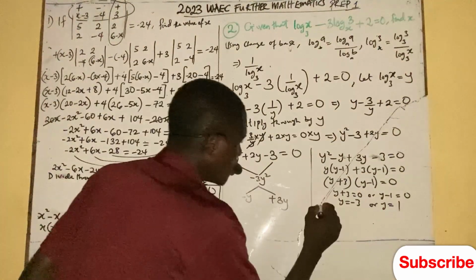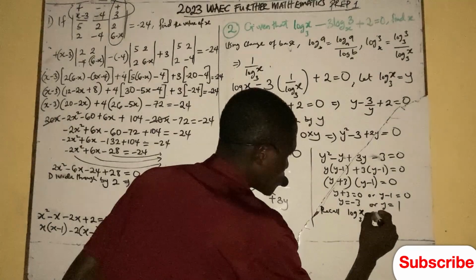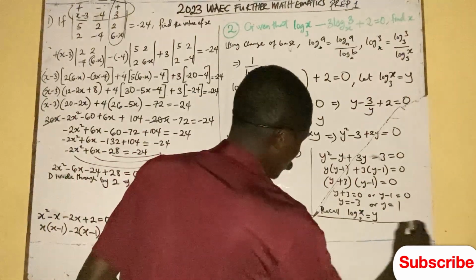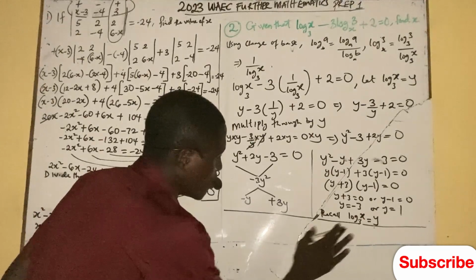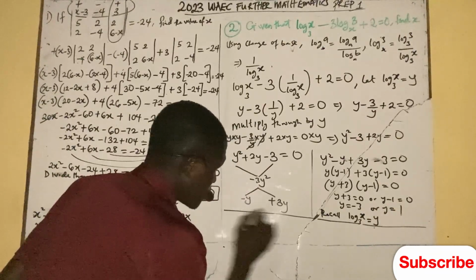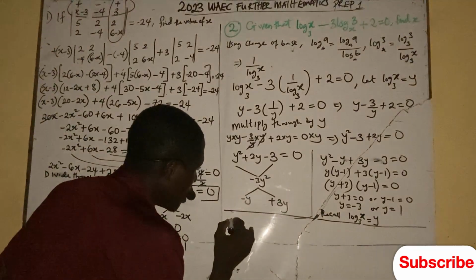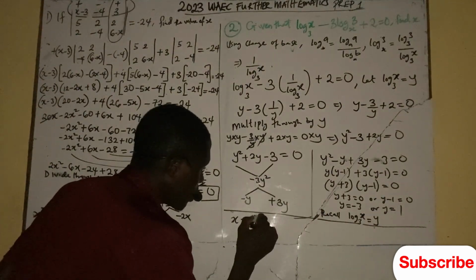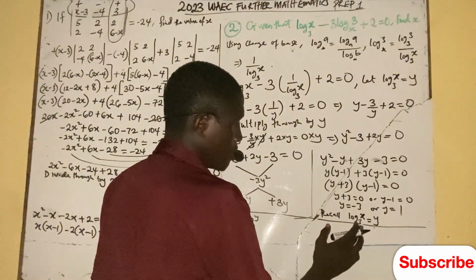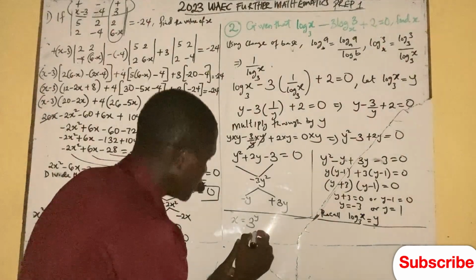So you now have to recall that log x base 3 is equal to y. It's very, very important to recall. Because there's a principle in logarithm that says whenever you have log x base 3 equal to y, you can easily write it as x equal to 3 raised to the power y. Please note that. That's from the law of indices: whenever you have a log, the number is equal to the base raised to the power, the index.